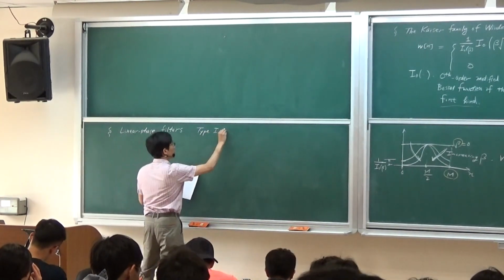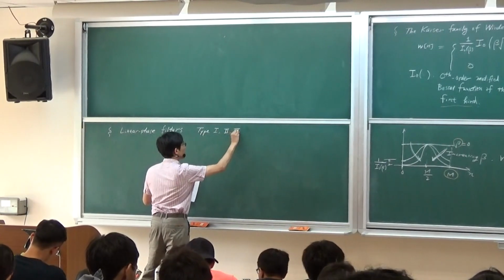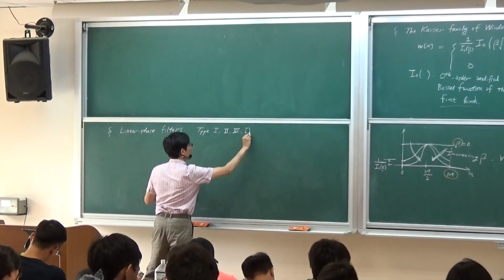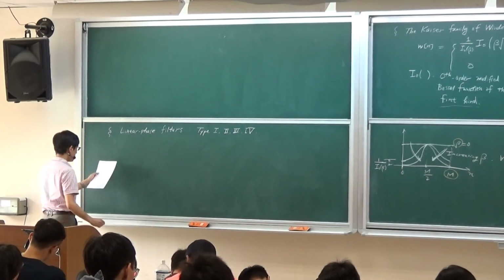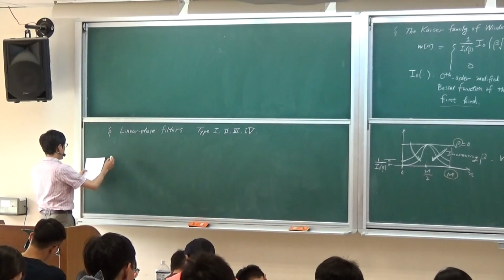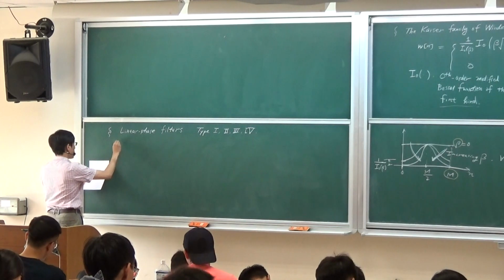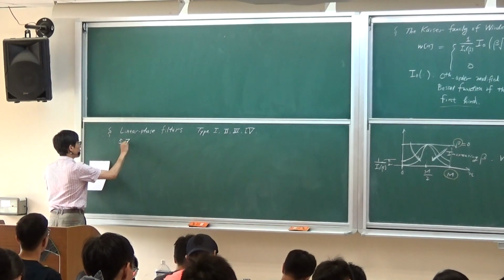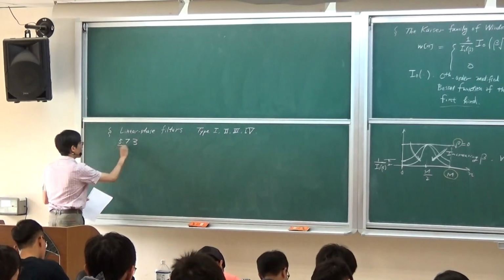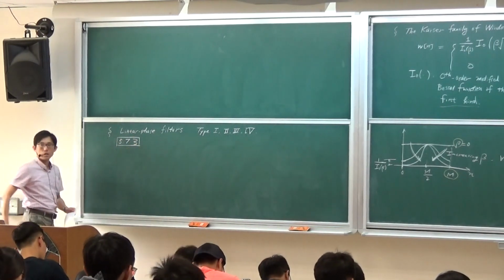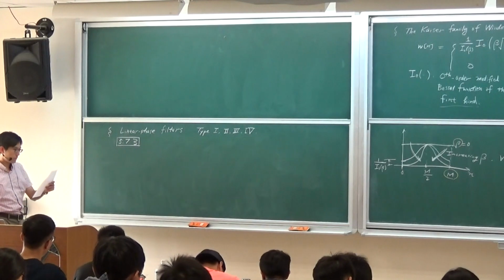The Roman numerals 1, 2, 3, and 4. There are 4 different types, depending on what exactly the symmetry is. And for this discussion, let me also mention that in the textbook, we are back to chapter 5, just to pick up what we missed from chapter 5.